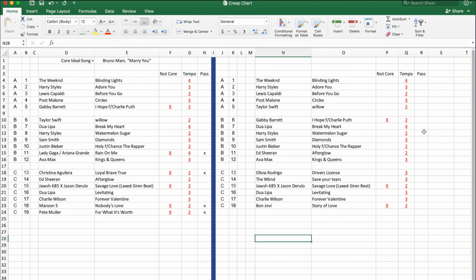So we went from 6 non-core, now we have 3, not a big deal. We've gone from a tempo of 57.6 to, let's see what this is, going to turn out to be 55.6. Not much of a drop, so I wouldn't worry about it, but it's interesting just to see where that happened. We replaced Gabby Barrett 2-tempo with Taylor Swift 2-tempo, so it wasn't there. We put Ed Sheeran up from the Cs into the Bs, so that he's got a 2-tempo, but we took out a 4-tempo, Lady Gaga.